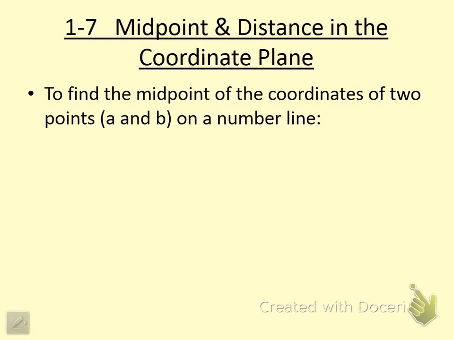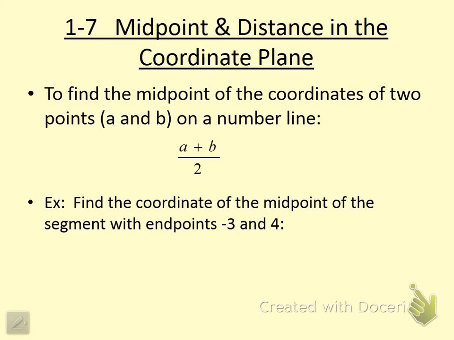To find the midpoint of the coordinates of 2 points, A and B, on a number line, you take A plus B and divide by 2. Because if we divide by 2, it should give me that center point. So for finding the coordinate of the midpoint of the segment with endpoints -3 and 4, I just take -3 plus 4 and divide by 2. So -3 plus 4 is 1, divided by 2, so that should give me 1/2. So that point's going to sit at 1/2, which is going to be in the middle of -3 and 4.